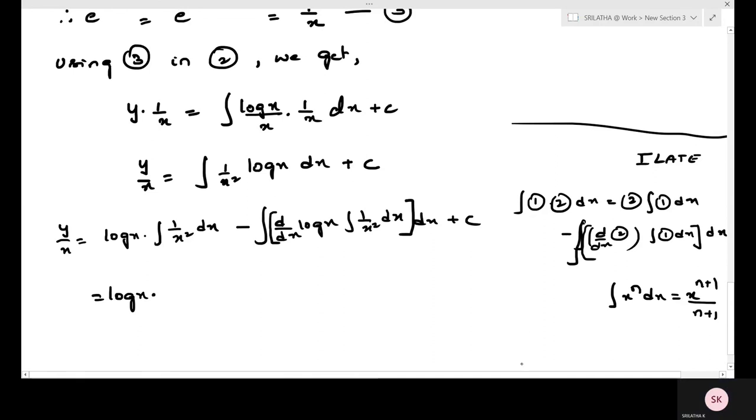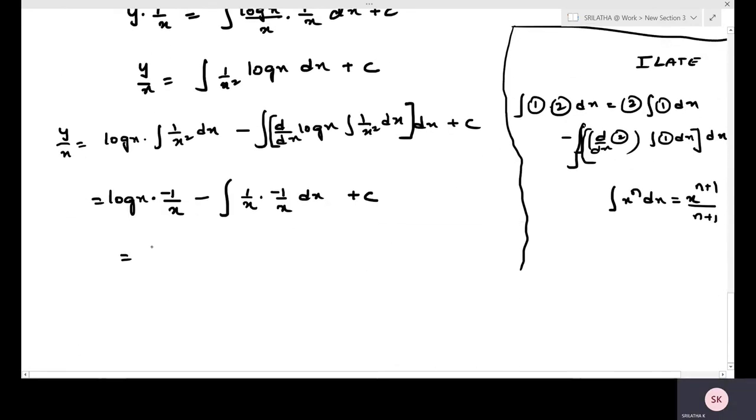According to this formula, n is equal to minus 2. When I apply it, x to the power of minus 2 plus 1 is minus 1, and in the denominator minus 2 plus 1 is again minus 1. So when I simplify, I'll get minus 1 by x. You can check again by putting n equal to minus 2, because x square is in the denominator, and when you take it to the numerator, it will be x to the power of minus 2. So you will get x to the power of minus 1 by minus 1, which is nothing but minus 1 by x. And here, differentiation of log x, we already know, is 1 by x, and integration of 1 by x squared, just now we did it, is minus 1 by x, dx plus c.